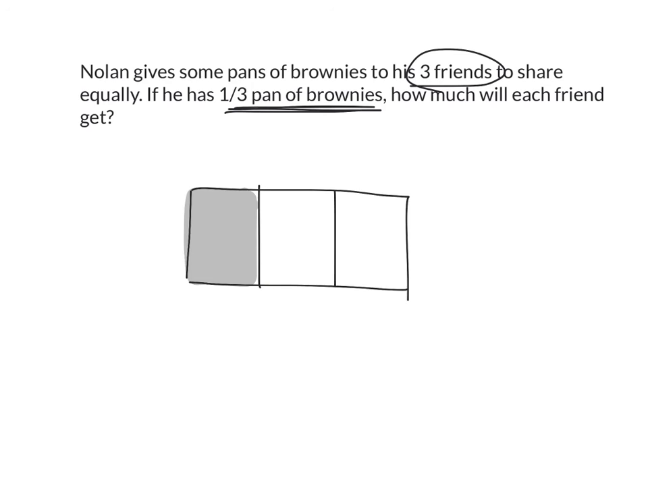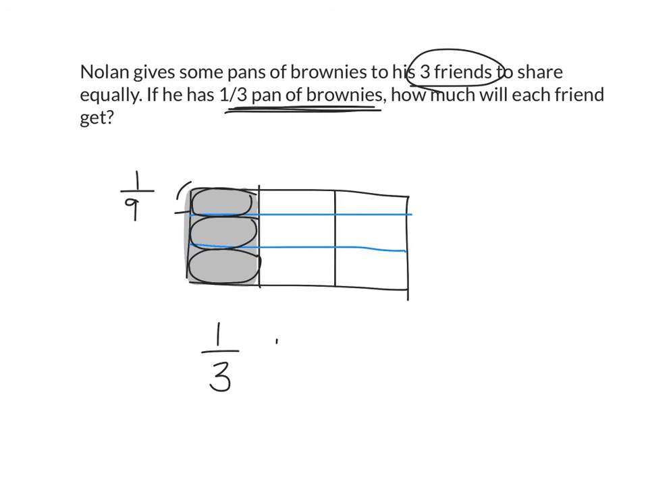Now, he's going to be sharing this brownie with 3 friends, so we still have to split it into 3 equal groups. Here's what 1 friend's going to get, here's what the 2nd friend is going to get, and here's what the 3rd friend is going to get. Each friend is going to get 1, now out of a total of how many sections are there? 9. So what fraction of the entire pan is 1 friend getting? 1/9 of the pan. Our division equation would be, we're starting with 1/3 of the pan, we're splitting it into 3 equal groups, and so each friend will get 1/9 of the entire pan.